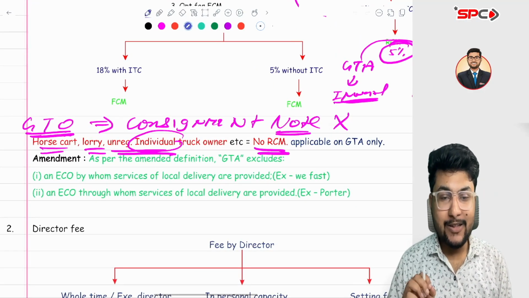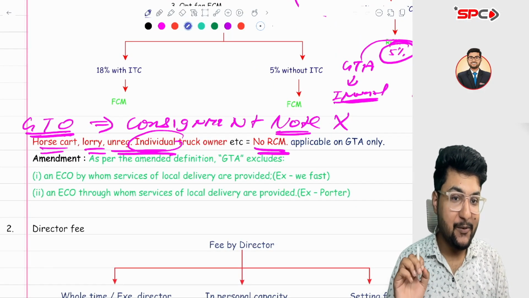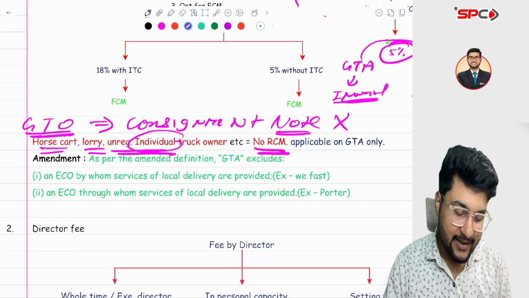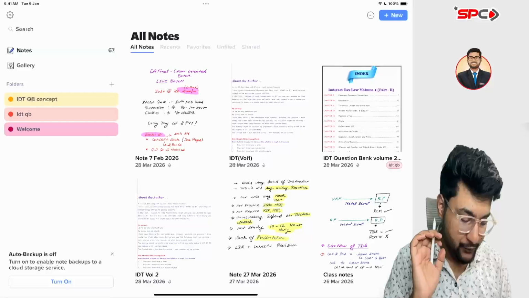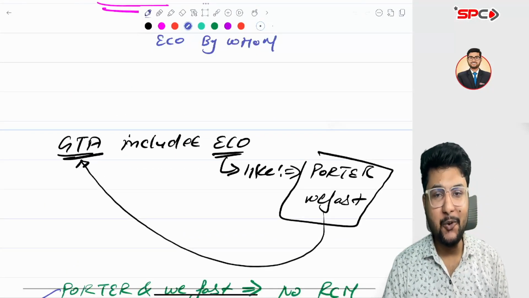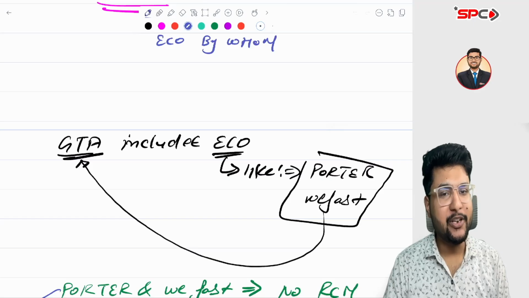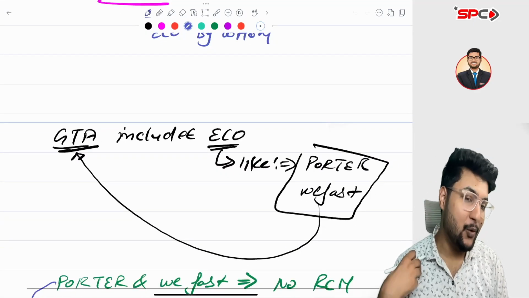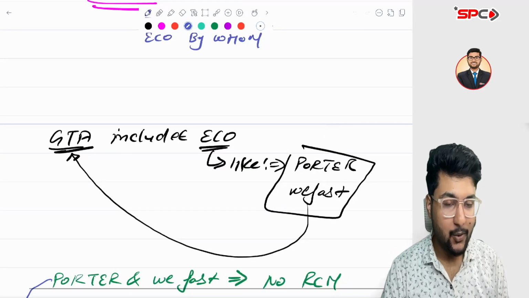Okay. Now there is a very important amendment for your May 26 examination and onwards. I will explain it with an example. Earlier, GTA included e-commerce operators like Porter. Have you heard the name Porter? Yes, sir. We have heard the name and we have also used it for local delivery.